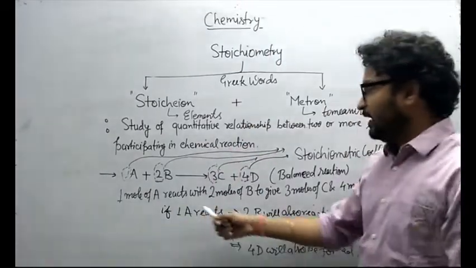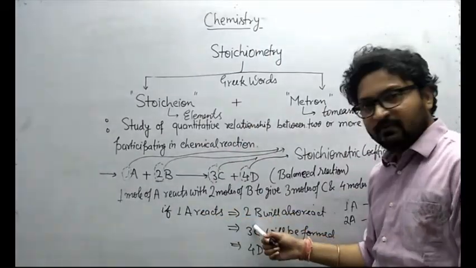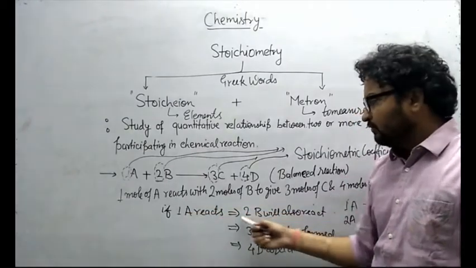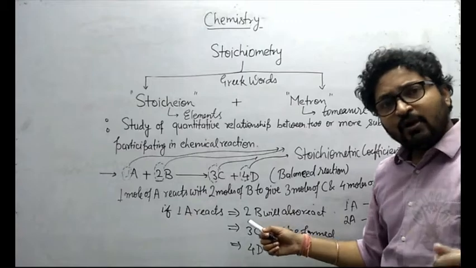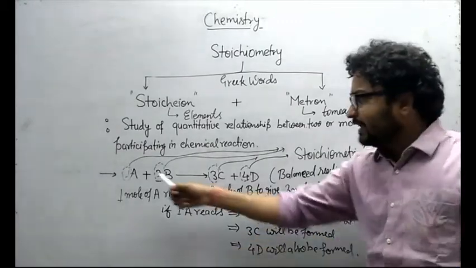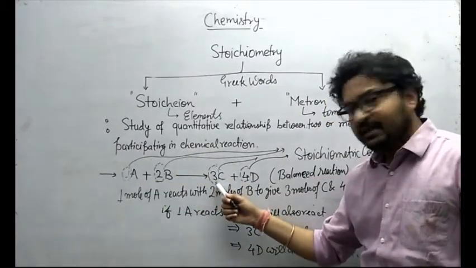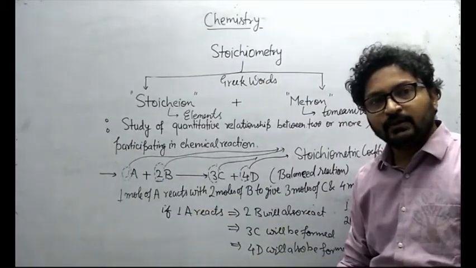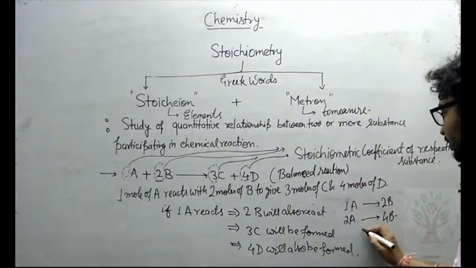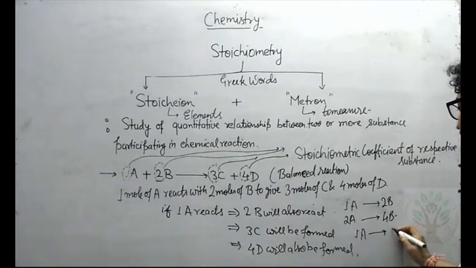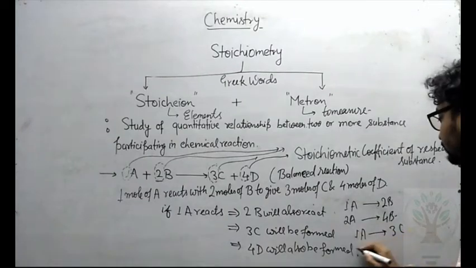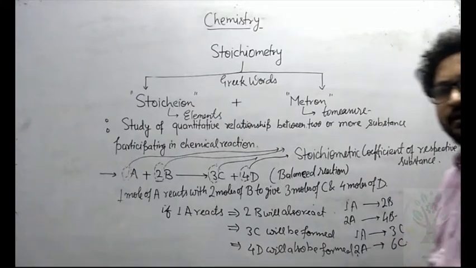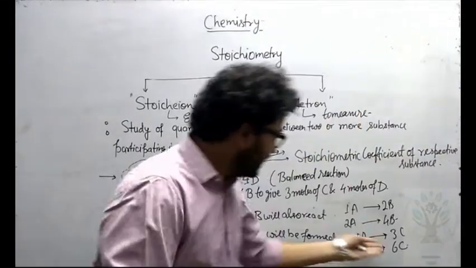Like that. If 1A reacts, 2B will also react. So if I have 2A, 4B will react. And accordingly, C will also change. 1A reacts, so how many C are formed? 3. So if 2A reacts, how many C will be formed? 6. 1A reacts, so we get 3C. So if 2A reacts, how many C will we get? We will get 6C. How are we doing this?